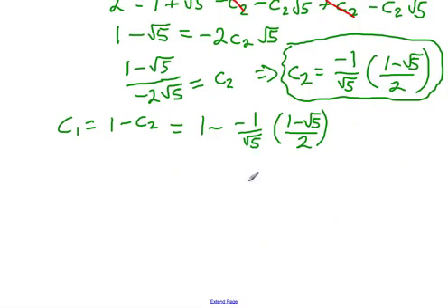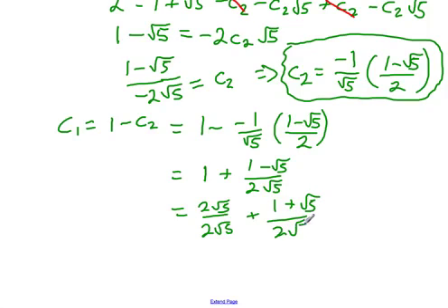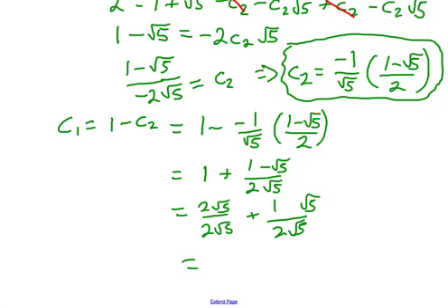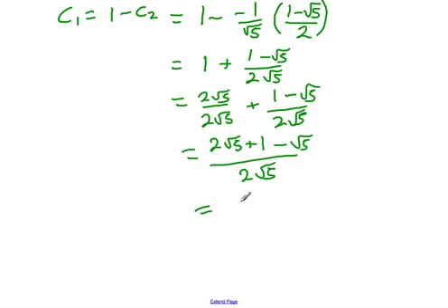So what's going to happen here? Alright, so let's work that out. So we're going to have 1 plus 1 minus root 5 out of 2 root 5. To add that together, we're going to take 2 root 5 out of 2 root 5, which is equal to 1, plus 1 plus root 5 out of 2 root 5, actually I made a small error, that's 1 minus root 5, so let me fix that. Okay, so when I add this together, I'm going to have 2 root 5 plus 1 minus root 5 out of 2 root 5. Okay, and when we do that, we get 1 plus root 5 out of 2 root 5.